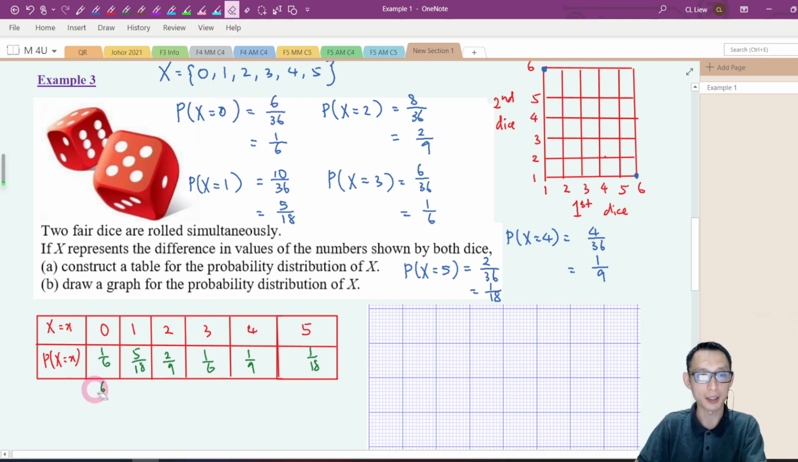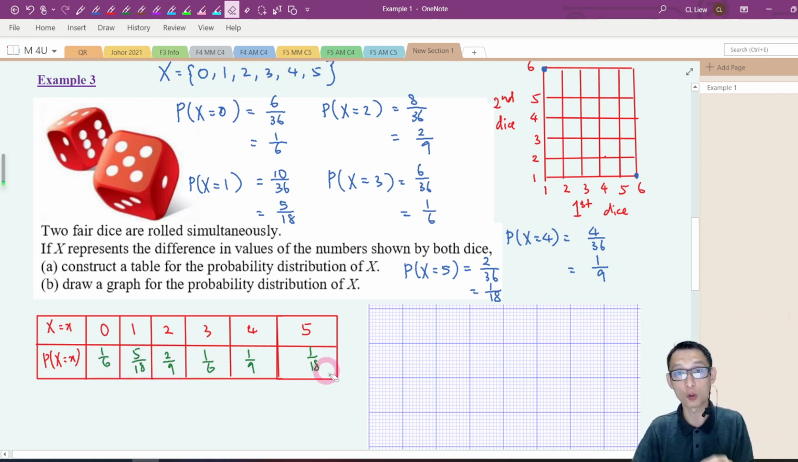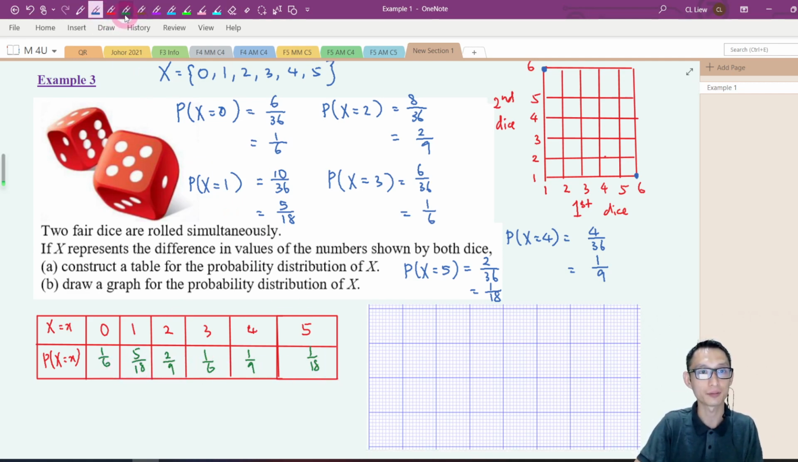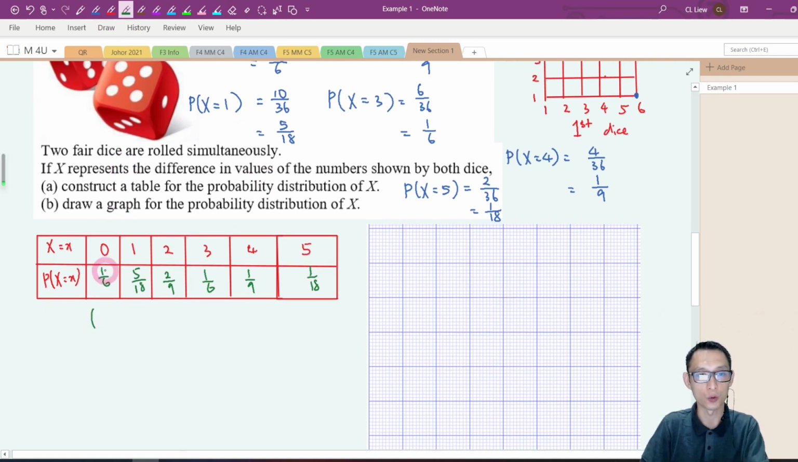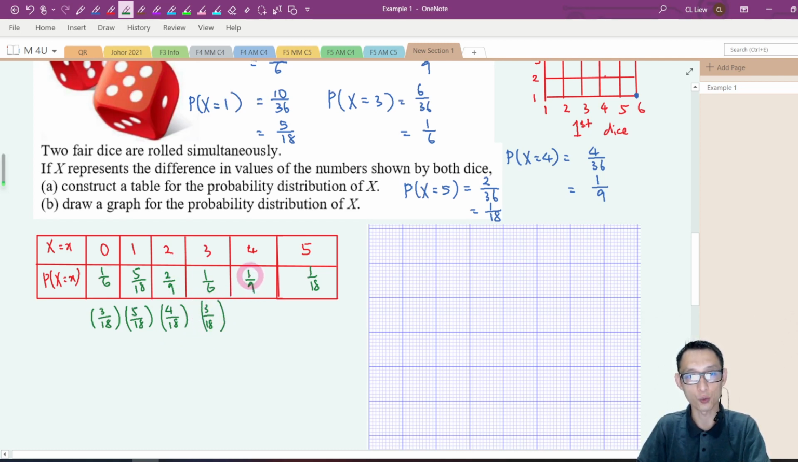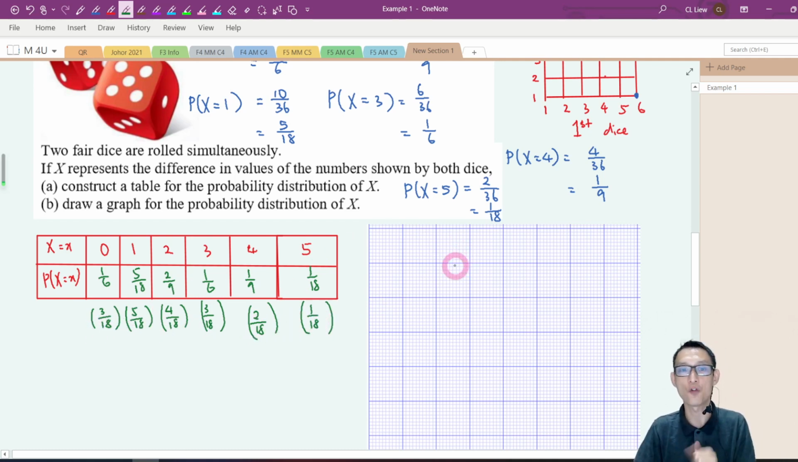Okay, I can make the numbers smaller by not changing the denominator to 36, but changing them all to 18, right? 18. So times 3 times 3, 3 over 18. This one I don't have to change anything, it's already 18. This one I times 2 times 2, 4 over 18, and times 3 times 3, 3 over 18, and this one multiplied by 2 will be 2 over 18, and the last one doesn't need to change. Okay, now all the denominators are the same, so it's easier for me to draw the graph.